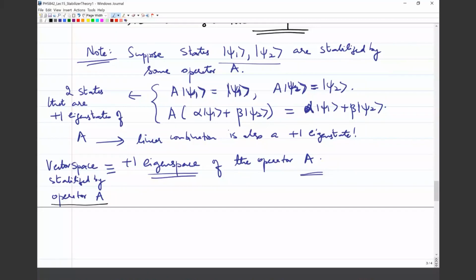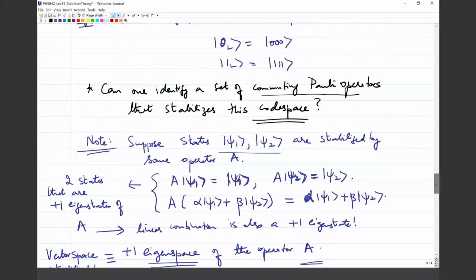So that now brings us back to the question. I have convinced you that if I have more than one state that is stabilized by one operator, then there must be an entire vector space that is left invariant by that operator, right? Now you're going one step ahead.